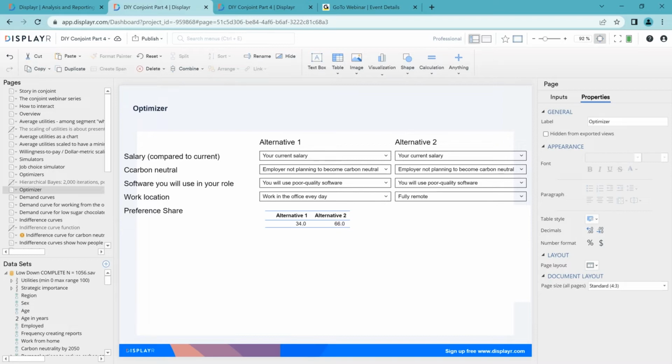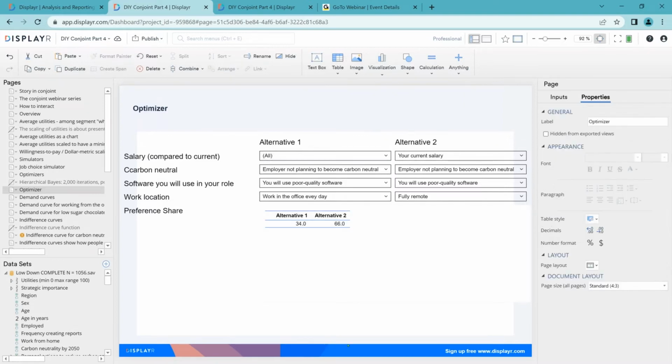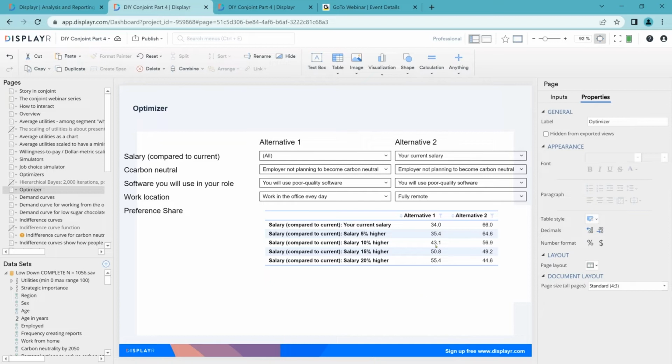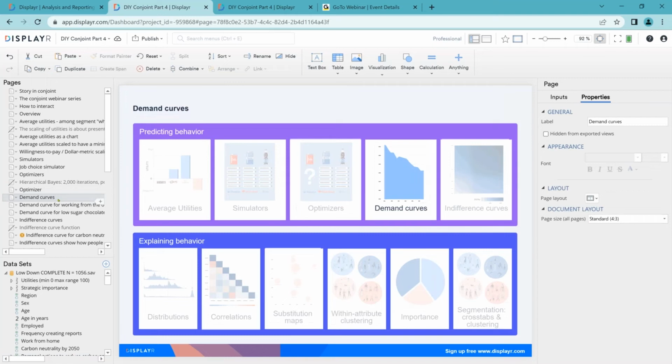Now, we manually went through all of the price points before, or salary points, I should say, but the point of an optimizer is you just get the software to automatically go through all of the combinations and create a table showing the results. And so these are the different simulations that we get. We manually created these before, the optimizer automatically does it. Now, if you plot these, you have something called a demand curve. And a demand curve is the first classic output of these types of studies.